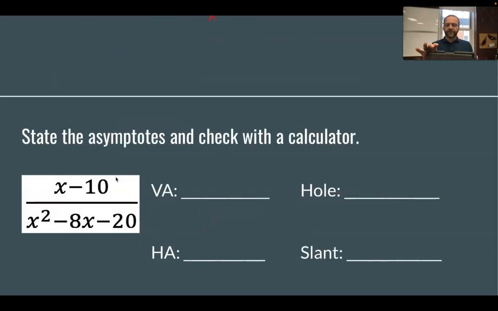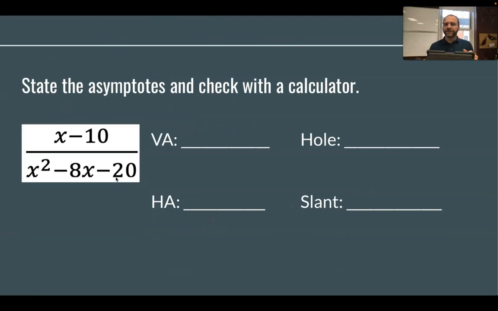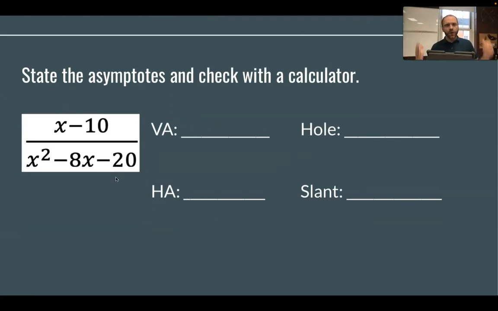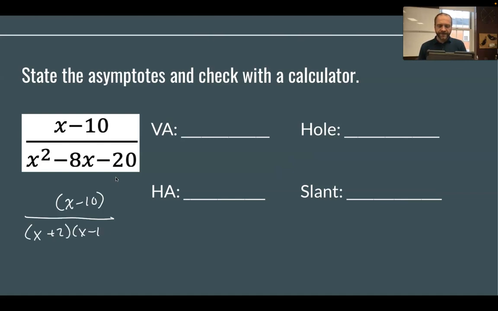Let's look at the next one. Oh, I don't know about this one. Again, same thing. It's only giving me one form. I don't like that. I want to look at both forms. So I have to take the time to factor it. x plus 2, x minus 10.